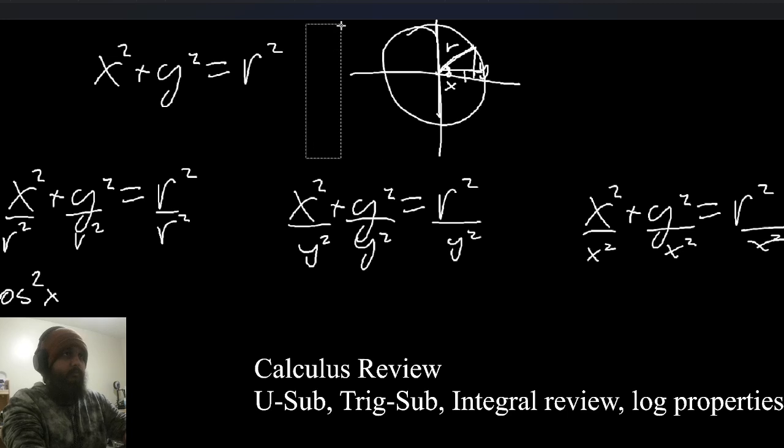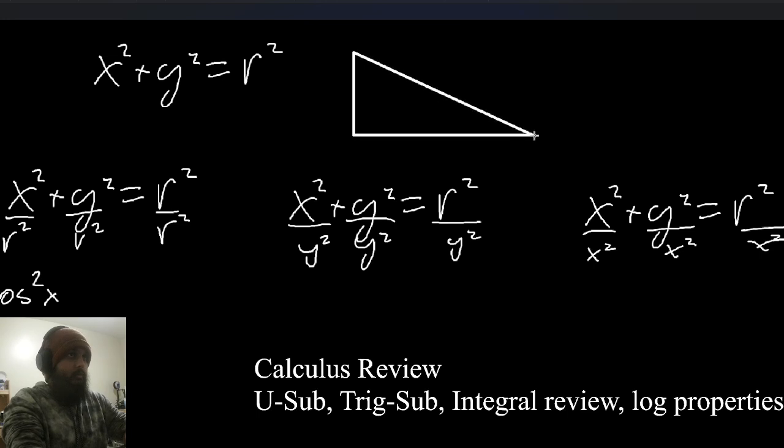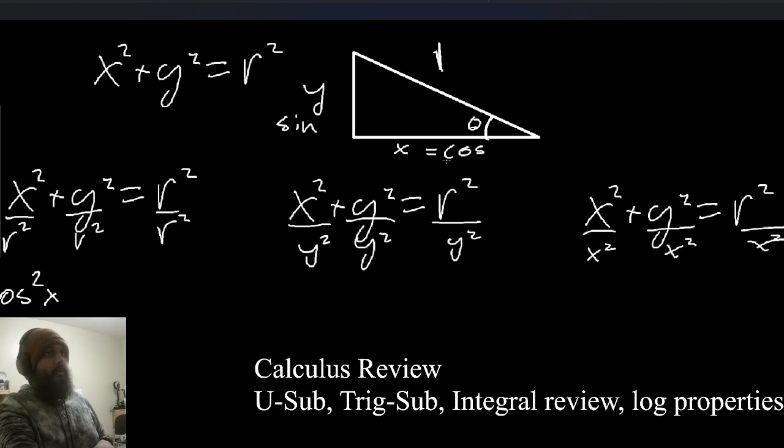In fact, let me just get rid of this one, and I'll just draw the triangle. So this is our angle, and this is going to be our r. We'll say r is equal to 1. This is our y, this is our x. Now, if this is 1, our y is always sine, and our x is always cosine. So cosine divided by 1, that's just cosine.